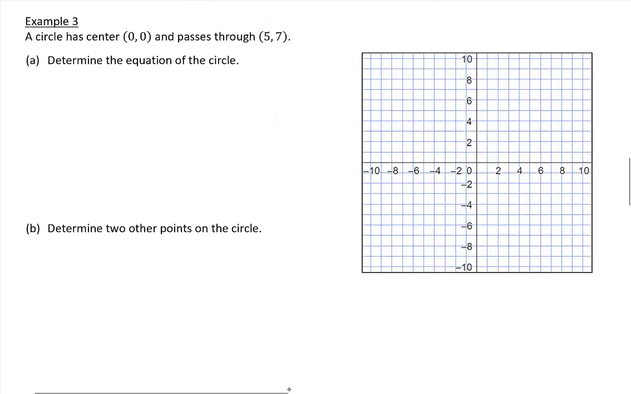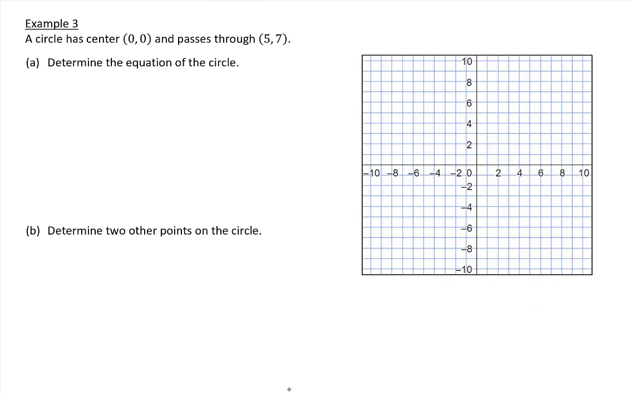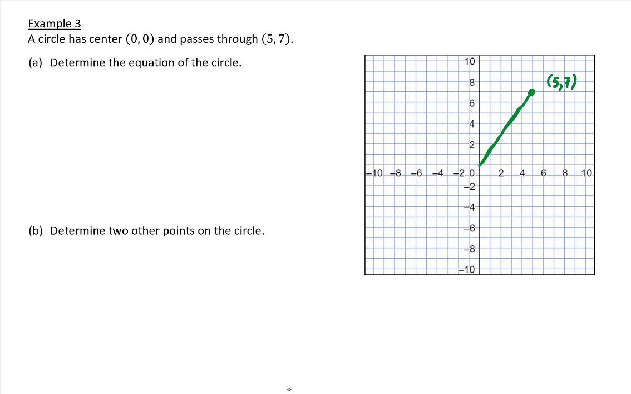Next example. A circle has center (0, 0), but this time it passes through the point (5, 7). So let's graph that point. (5, 7). That's the radius going from the origin to the point (5, 7). And now I want to know the equation of this circle. To find the equation of the circle, we start off with the same formula. x squared plus y squared equals r squared. We don't know the radius squared, but given the point, we can sub that in for x and y.